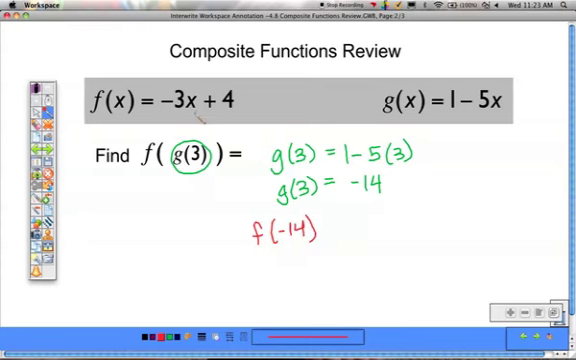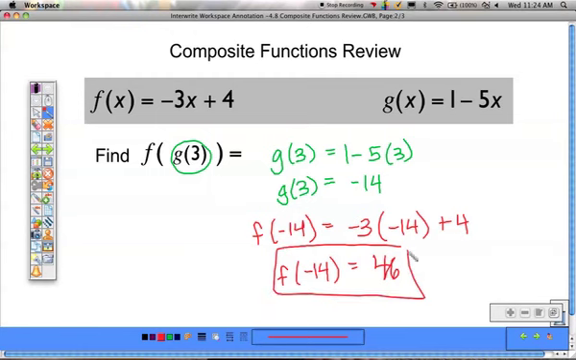I'll plug that in for x in the f function. So you get negative 3 times negative 14 plus 4. We'll solve for that. So you calculate. And our answer, when we calculate this, we'll get 46. So there's the final answer. Or we can say f of g of 3 equals 46.